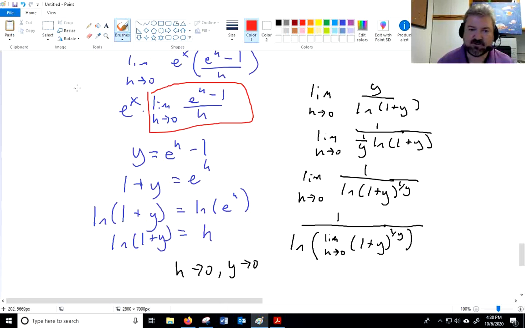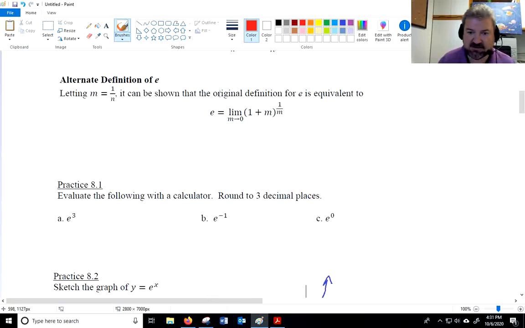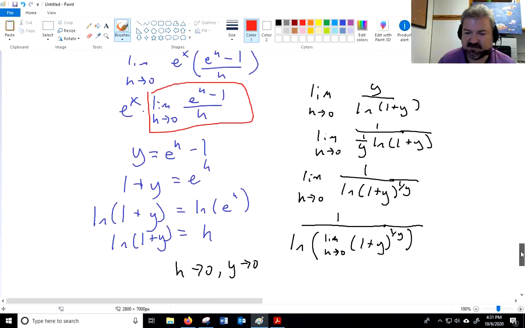Do you remember that rule? Let's scroll back up to our lesson and find it. The alternate definition is right here. That's what I have. I have that statement. So what is that? That must be e. That has got to be e. So this is actually 1 over the natural log of e. But what is the natural log of e? Well, it is equal to 1.